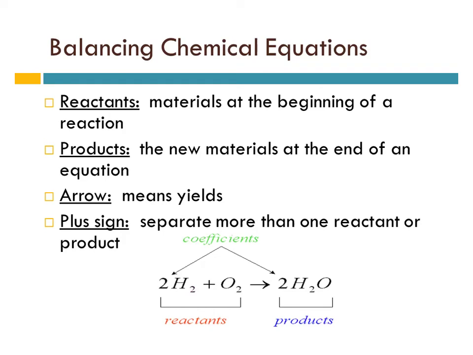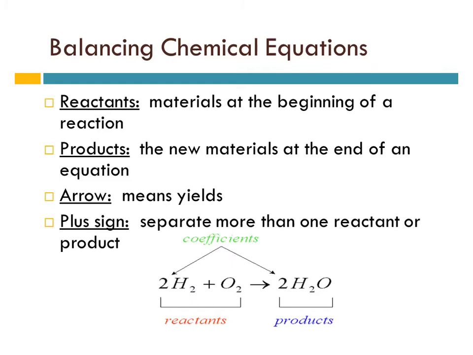So as we're going through a few examples of this, we need to understand some vocabulary that we probably haven't heard before. So reactants are the materials at the beginning of a reaction. These are kind of like the ingredients that you put together, like when you're making a cake or you have some kind of recipe you're trying to follow. The ingredients that you start out with would be the reactants.